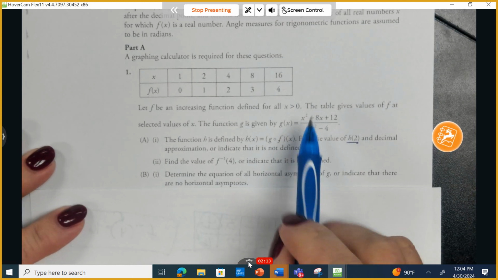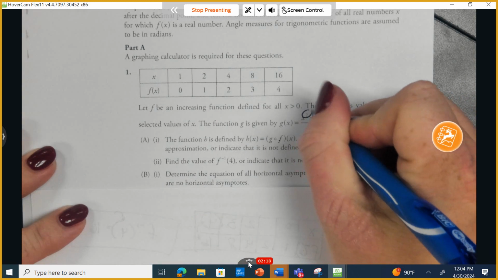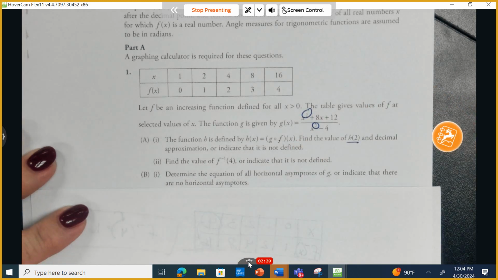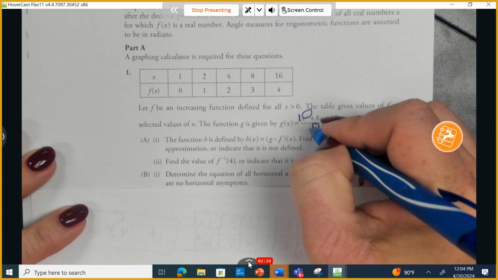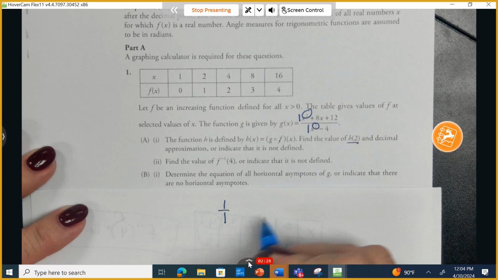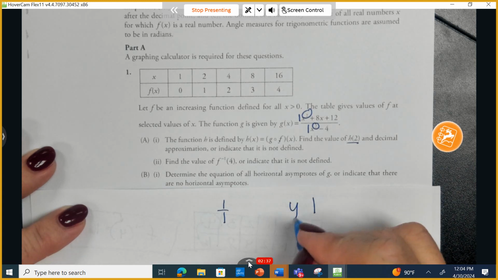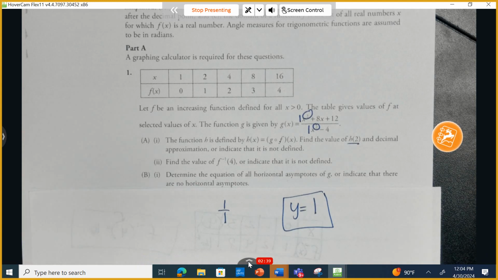So in this function, when the degree on top is the same as the degree on the bottom, can you please circle those? When the degree on top is the same as the degree on the bottom, we're going to look at the leading coefficient of the numerator and the leading coefficient of the denominator, and we're simply going to divide them. 1 divided by 1 is 1, but you can't just leave it as 1 because a horizontal asymptote is actually going to be an equation. It is y equals 1. Horizontal asymptotes will always be y equals, just like vertical asymptotes will always be x equals.